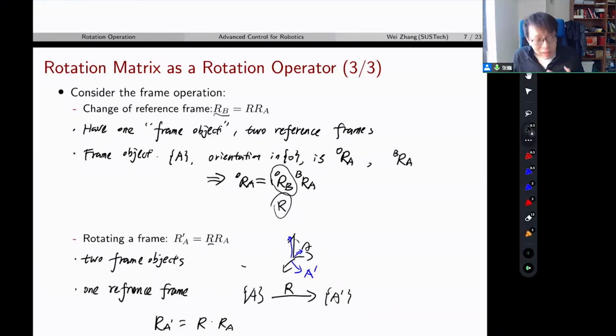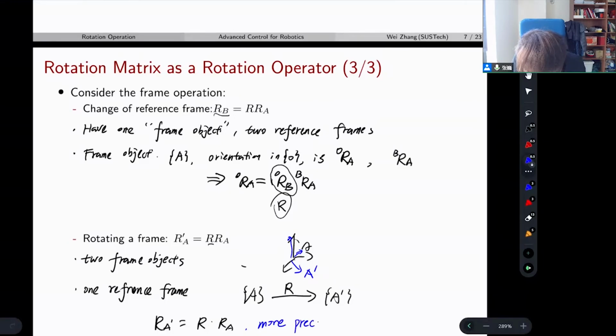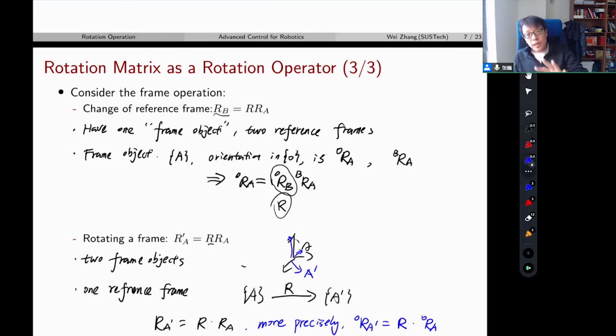If I want to write more explicitly, what's the reference frame here? I would say more precisely, this is the RA frame. That's a frame orientation with respect to some kind of common reference. Let's call it O, okay? That's R times RA in O. So the orientation of A in O is related to the orientation A prime in O, and these two are related by R, because R is the operator that rotates the matrices. Any questions so far?